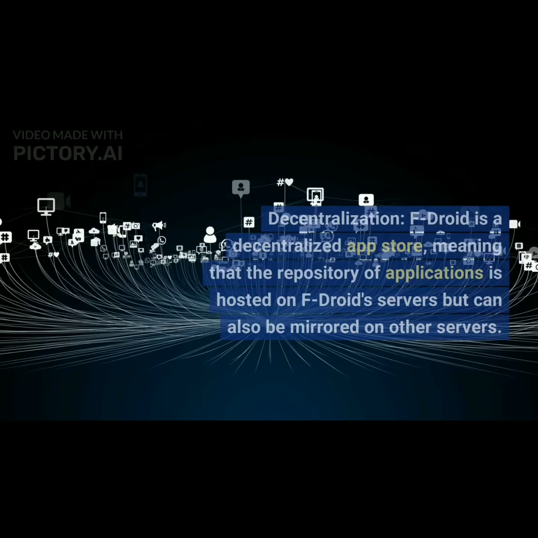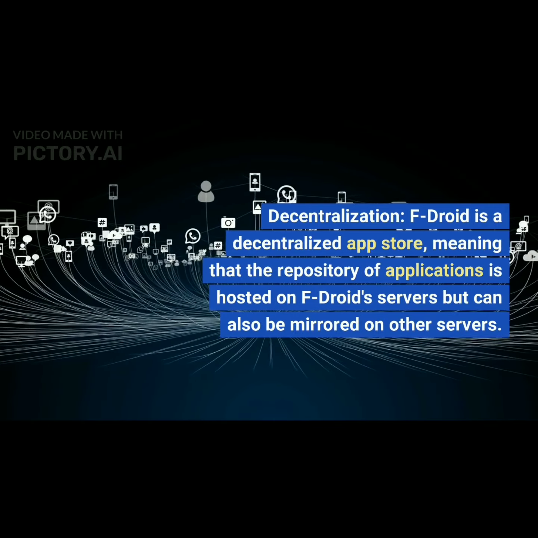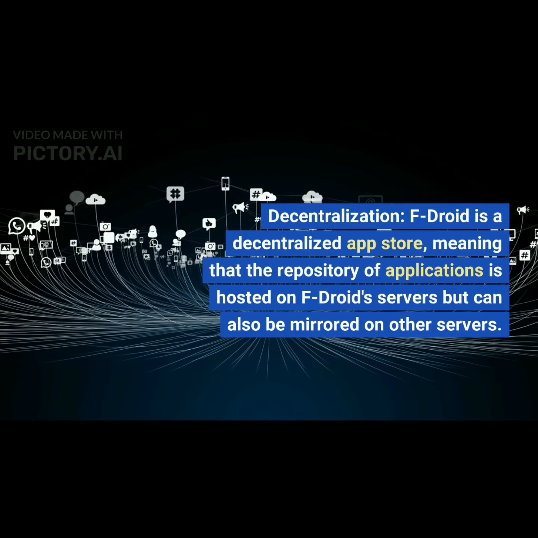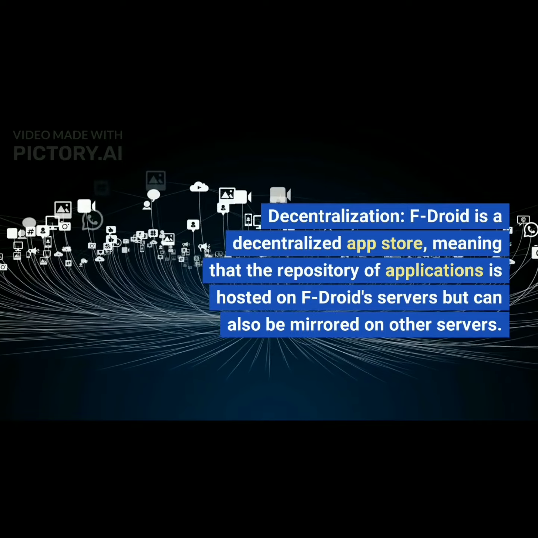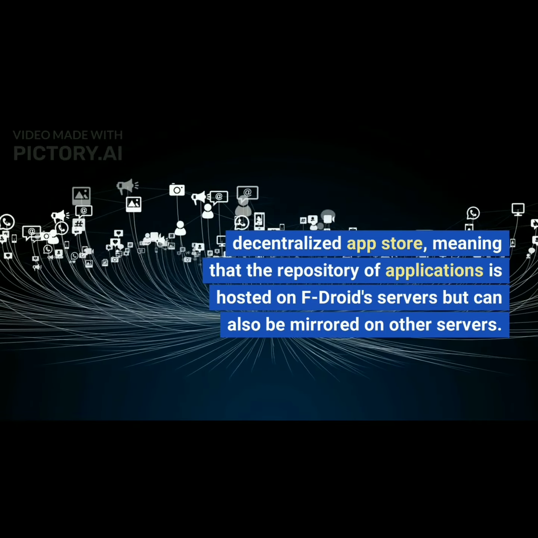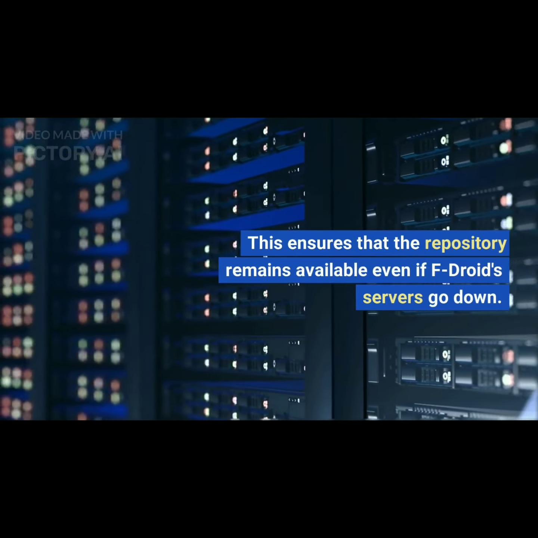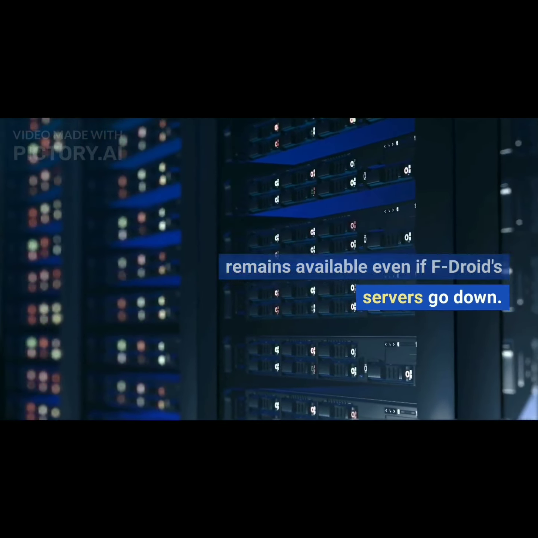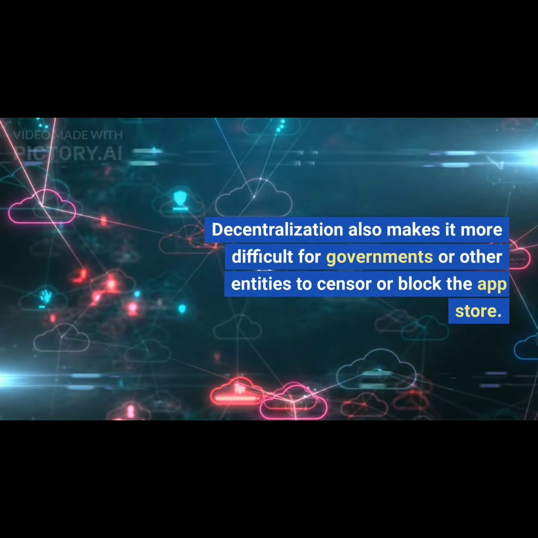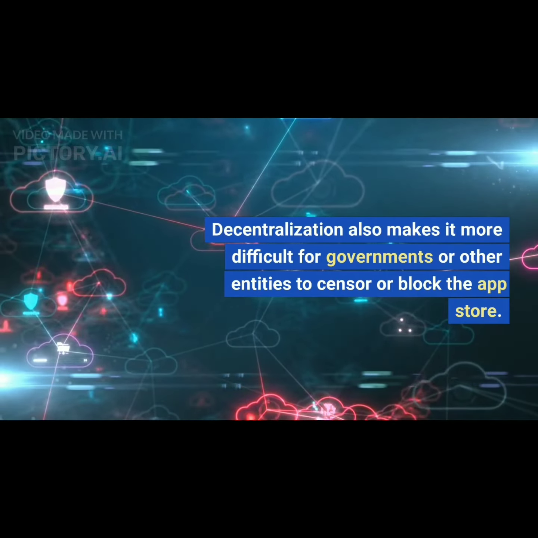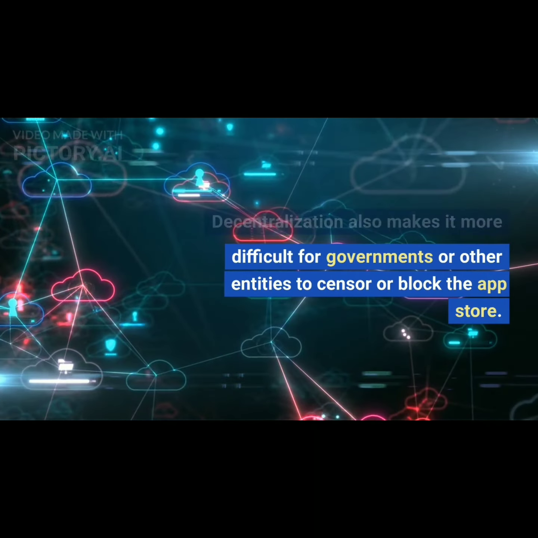3. Decentralization. F-Droid is a decentralized app store, meaning that the repository of applications is hosted on F-Droid's servers but can also be mirrored on other servers. This ensures that the repository remains available even if F-Droid's servers go down. Decentralization also makes it more difficult for governments or other entities to censor or block the app store.